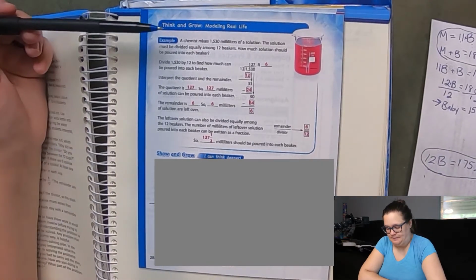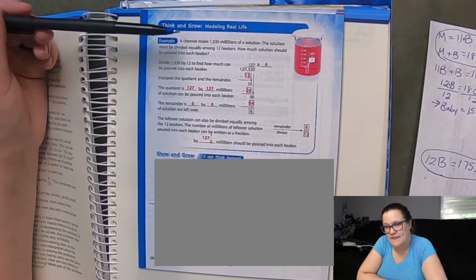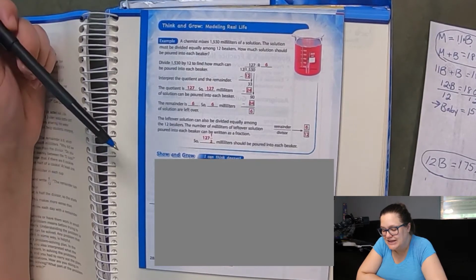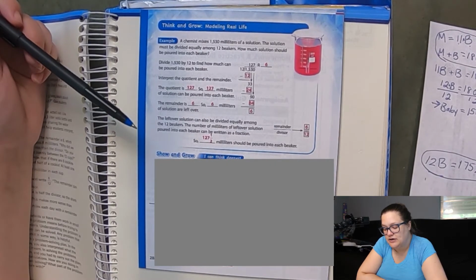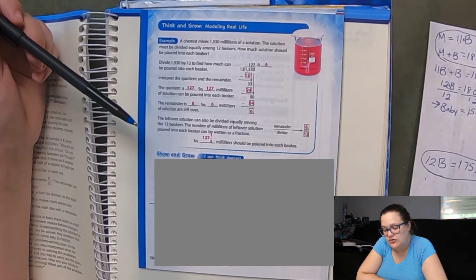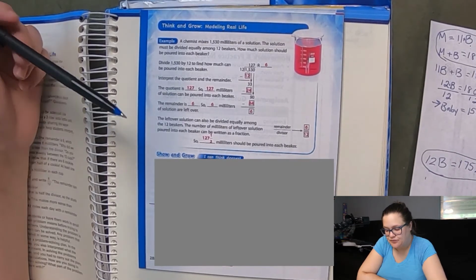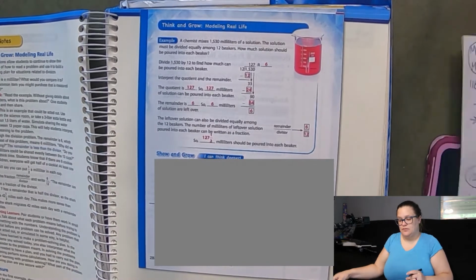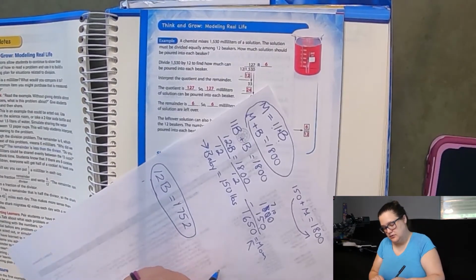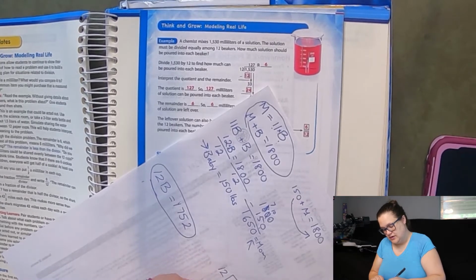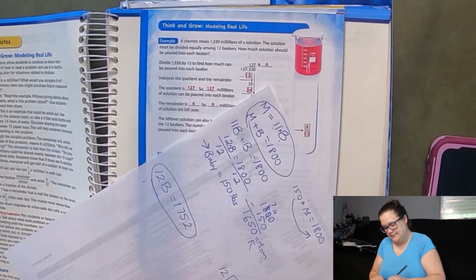Okay. A chemist mixes 1,530 milliliters of a solution. The solution must be divided equally among 12 beakers. How much solution would be poured into each beaker? Okay, so we divide 12 into 1,530.